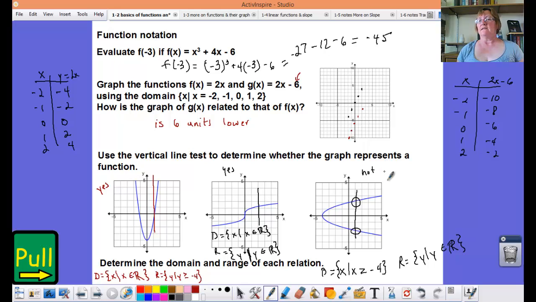The last one, this is not a function because a vertical line hits this graph in two different places, so not a function. However, its domain can be found because domain goes with x's, and the x's here have to be bigger than or equal to negative 4. The range, those are y values. Again, this one continues to grow and decrease, so all real numbers for y.